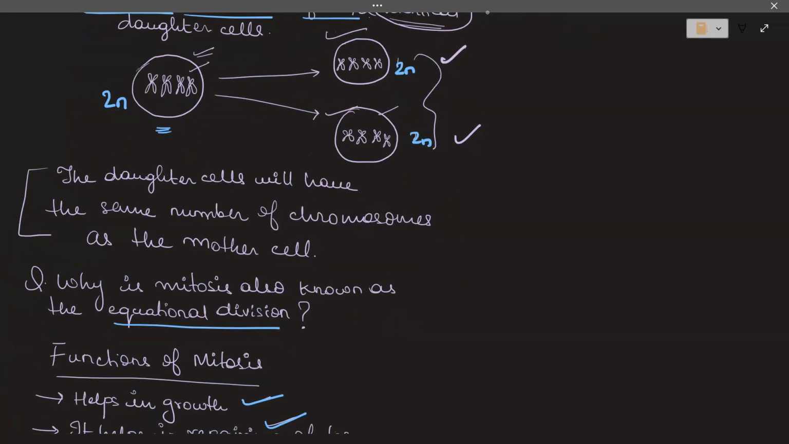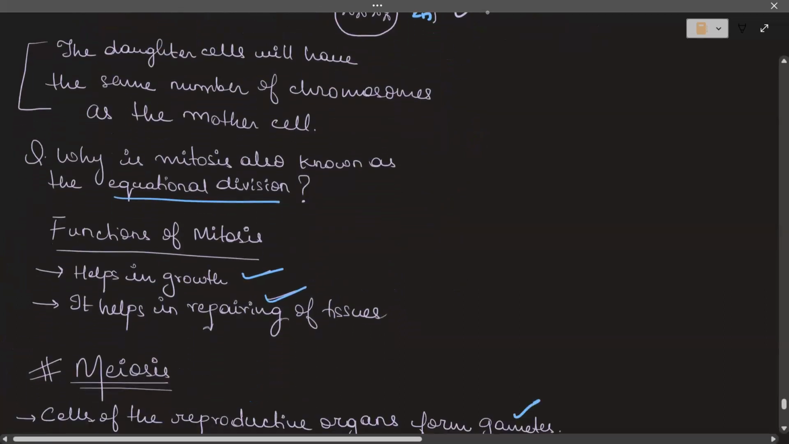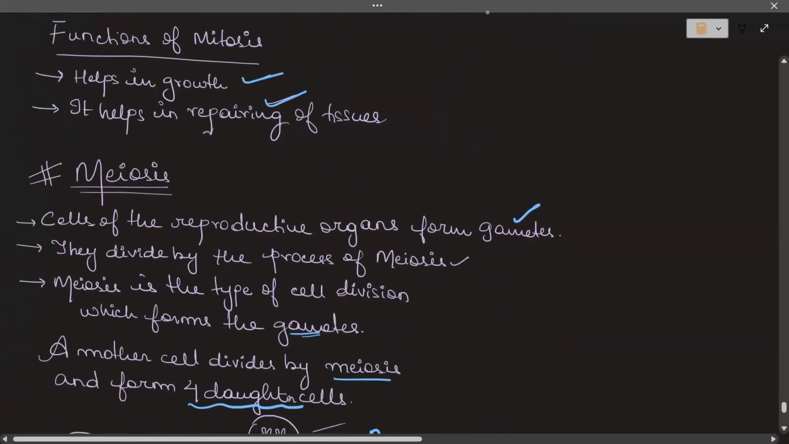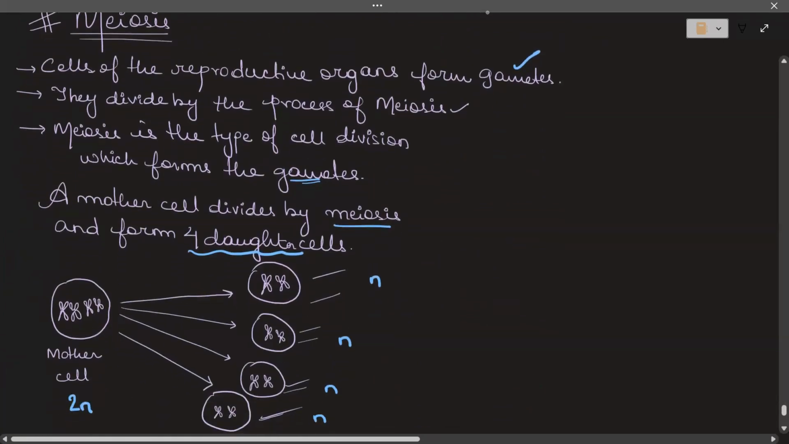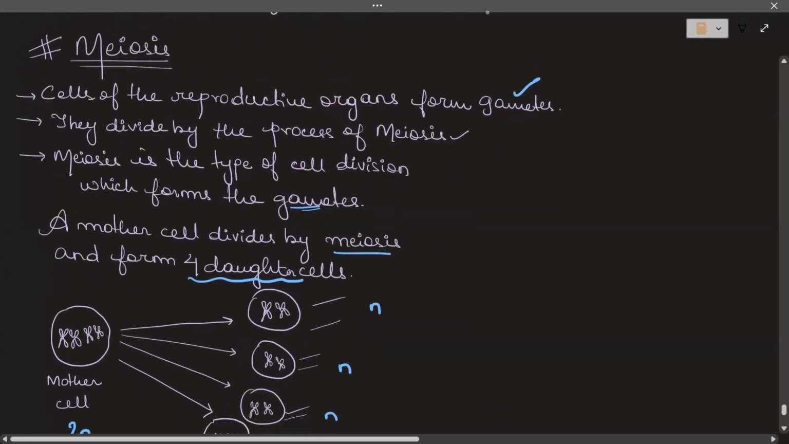Now, what is the function of mitosis? Mitosis is responsible for growth. It helps in the repair of tissues. Then comes meiosis. Meiosis is a reductional division.